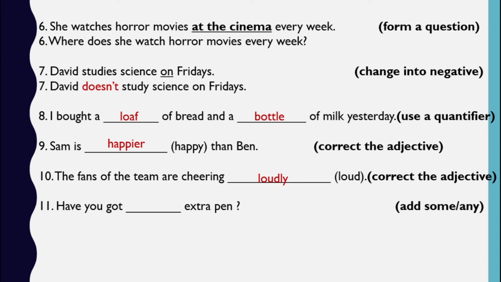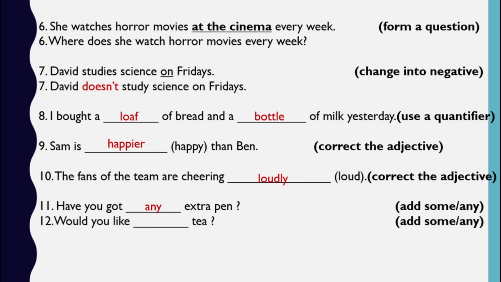Number 11, have you got extra pen? He wants you to add some or any. We said that we use any with questions and negative sentences. Some comes with what? The normal sentences, the sentences that do not have a negative or a question, except when the question starts with would or could. If the question starts with would or could, we use some. But any other question, you use any. So again, any comes with all negative sentences and all questions. Some comes with normal sentences and questions that only start with would or could. This is the only case that we use some in. So here, this is a question. Have you got extra pen? So we're going to use any and not some.